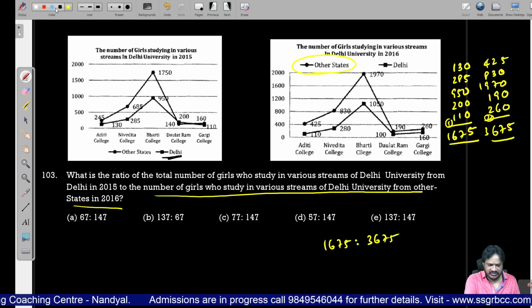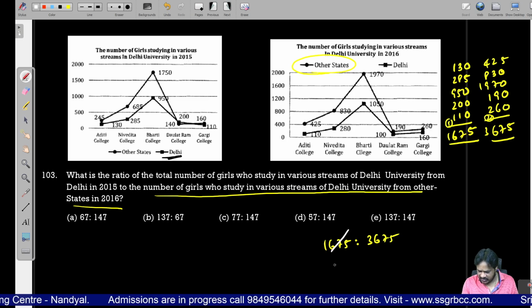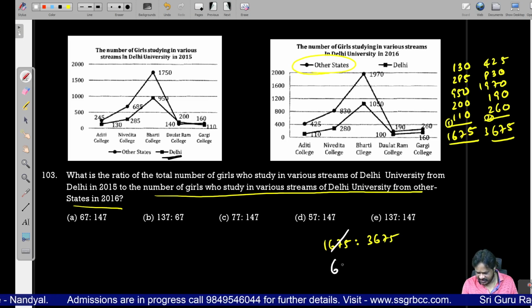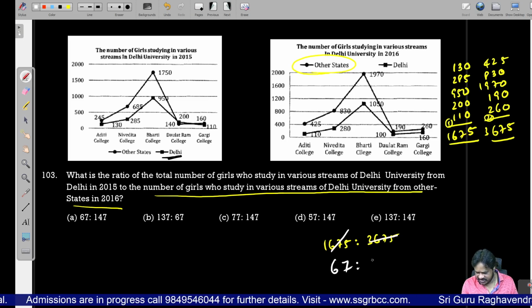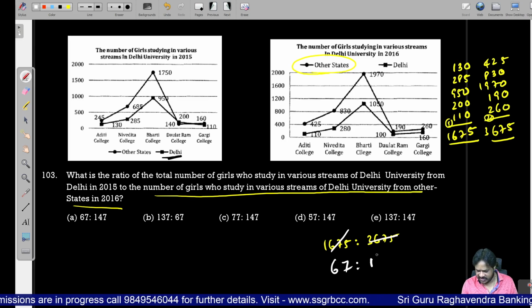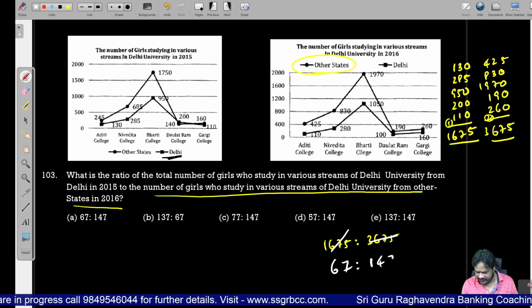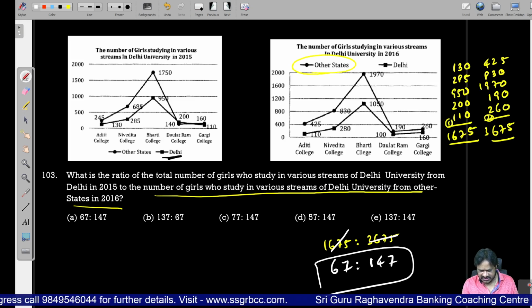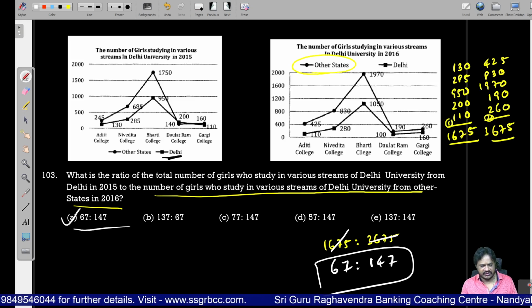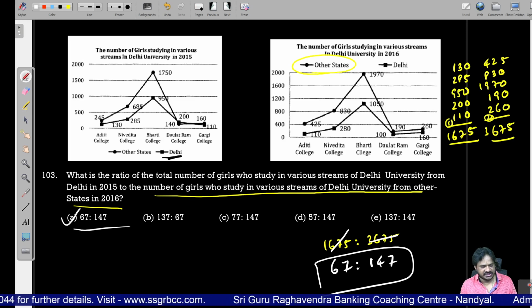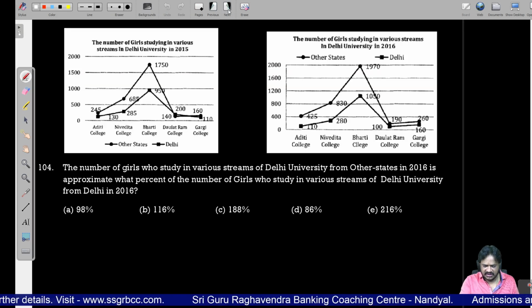I am dividing with 25. 1675 divided by 25 gives 67, and 3675 divided by 25 gives 147. So what is the answer? 67 is to 147. Option 1 is the correct answer. Let us see the next one.